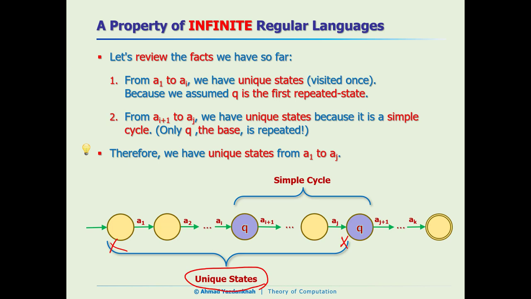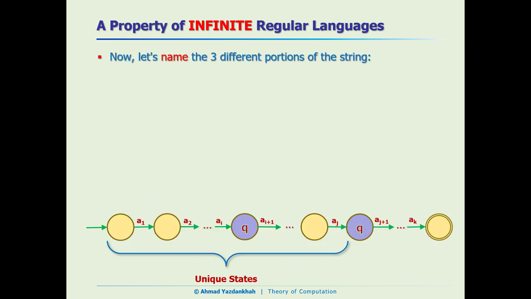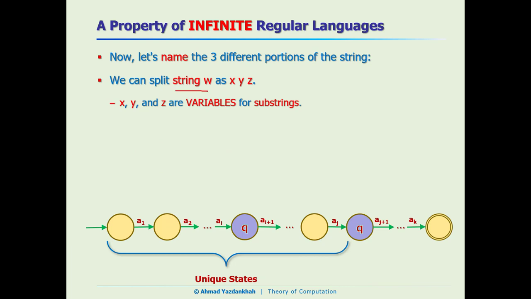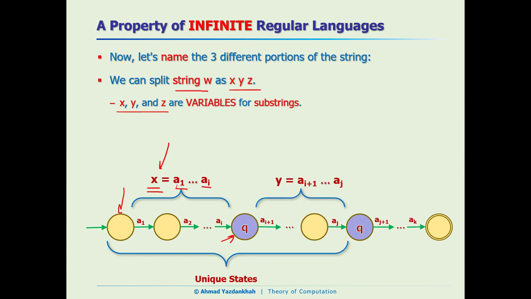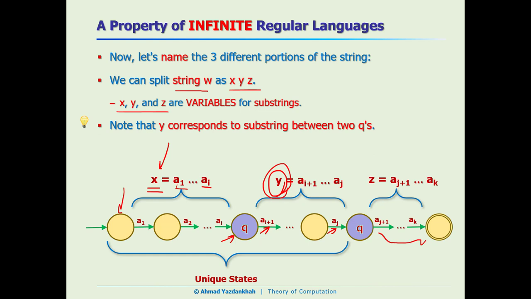Fantastic. Now let's put a name on all of these areas that we talked about. We can split the string W as X, Y, Z, and let's say that they are just variable substrings. We name the portion from the beginning until right before the first repeated state X, so A1 to AI. From AI plus 1 until AJ, we call it Y. And the rest of that, we call Z. These are just names that we will be using during these lectures. And this Y is the important part. It is between the first repeated state and the next occurrence of it.